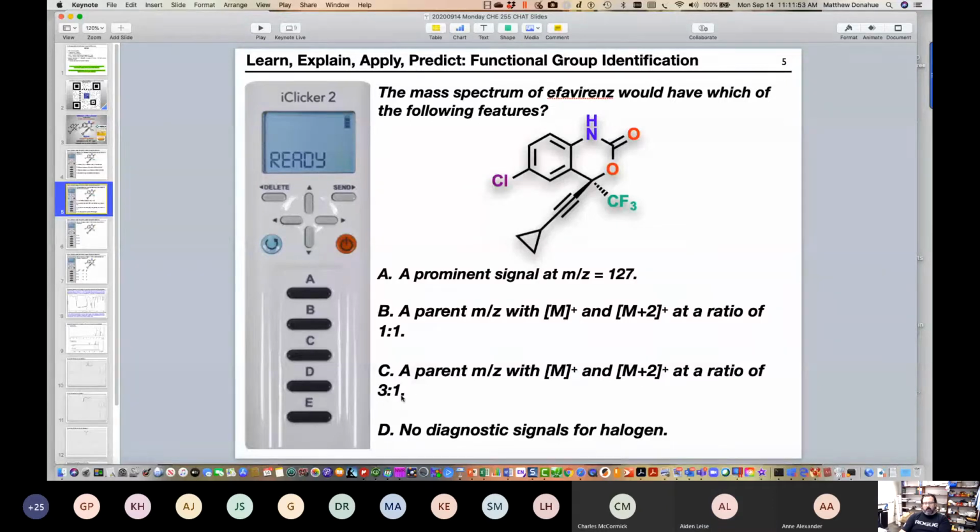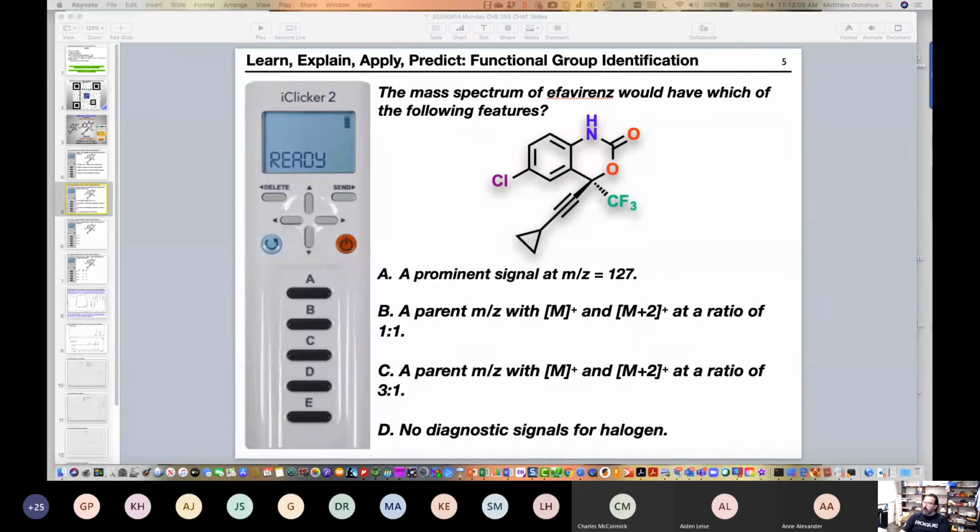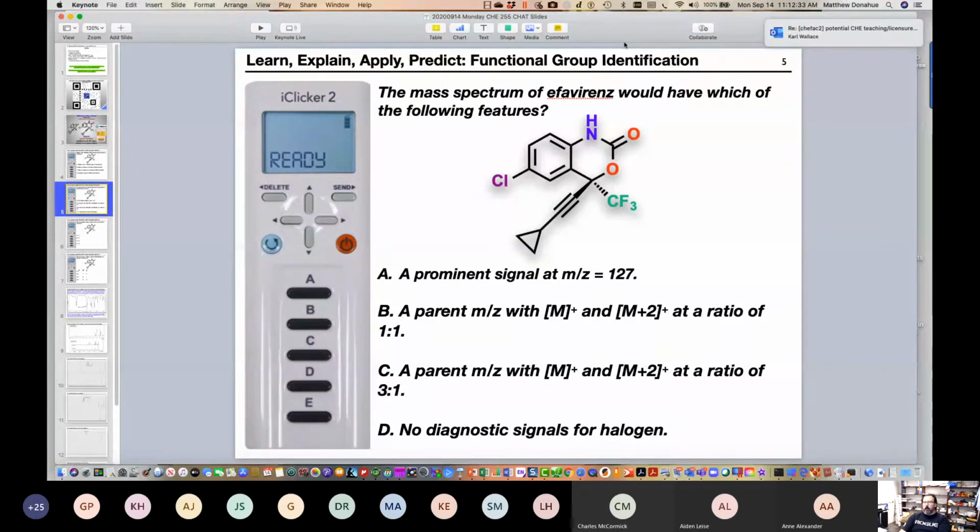And what is that indicative of? What halogen gives a 3 to 1 ratio in the parent region? Chlorine. So yeah, chlorine is going to be the best response for that. All these answers are related to halogen signatures in mass spec.